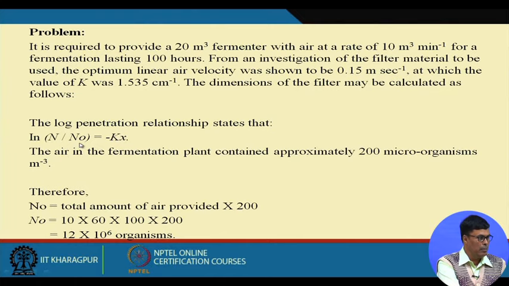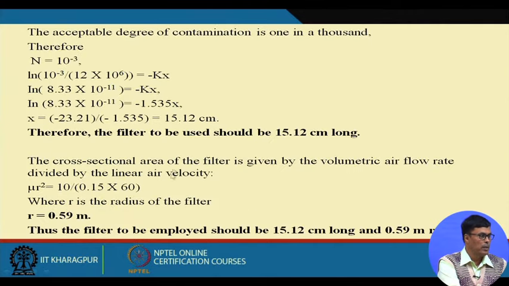We can write N by N0 equal to e to the power of minus kx. Then we can find out what the N0 value is. How do we calculate it? We assume the air contains about 200 microorganisms per cubic meter. The air is 10 cubic meter per minute, multiplied by 60 minutes per hour, then 100 hours, so we will find out how many microorganisms there are.